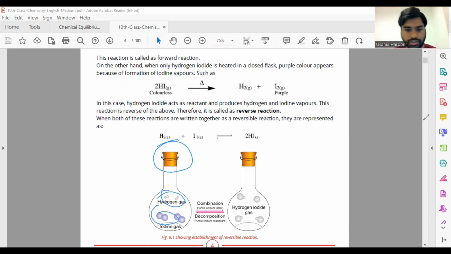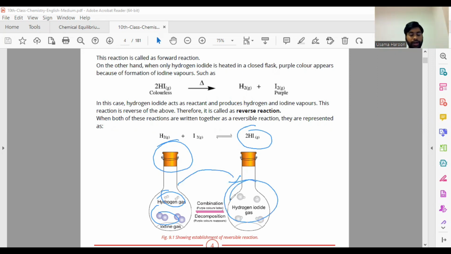So whenever these two molecules, as we know that gas molecules are in random motion, we have studied this, discussed this in class 9, collide with each other, they'll form a new substance, that is hydrogen iodide, 2HI, in the form of gas, as it is shown in this diagram. As you can see that there are hydrogen iodide gas molecules. So how can we be so sure that the hydrogen iodide is being formed in this flask? The purple color of the iodine will disappear.